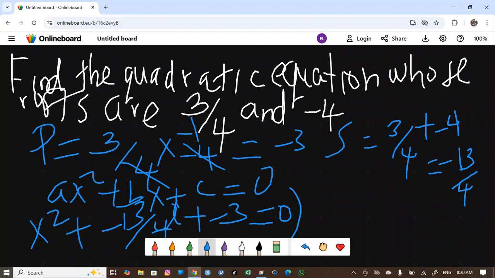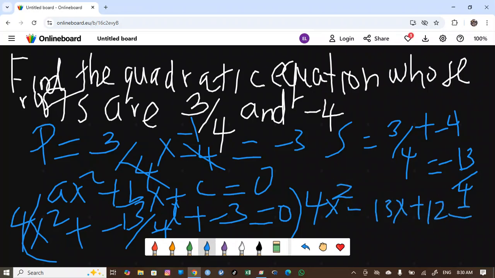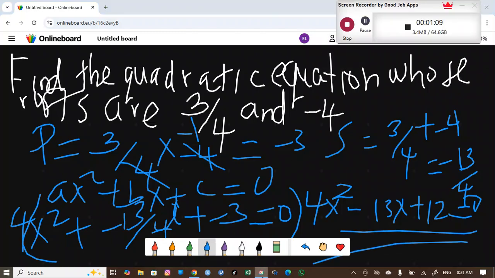So we can decide to multiply everything by 4 because our LCM is 4, so that we get 4x squared minus 13x plus 12x gives us 0. So that is the answer.